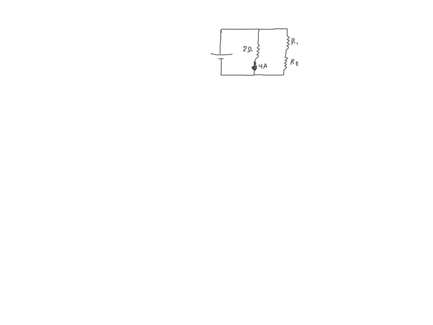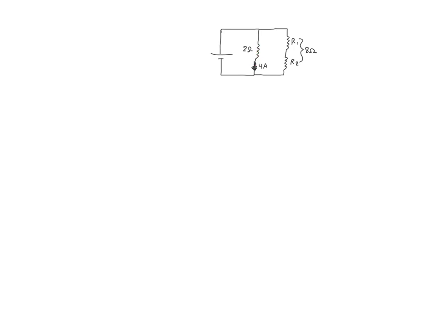So the circuit shown consists of an ideal battery, a 2 ohm resistor, and then two other resistors, R1 and R2. Each of those is unknown, but we know the sum of those two resistors is 8 ohms. So they're in series, that means they just add together to give you the 8 ohms. And we also know that there is 4 amps of current passing through that 2 ohm resistor.